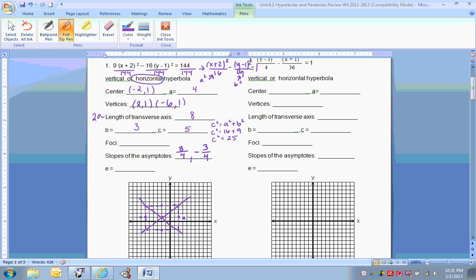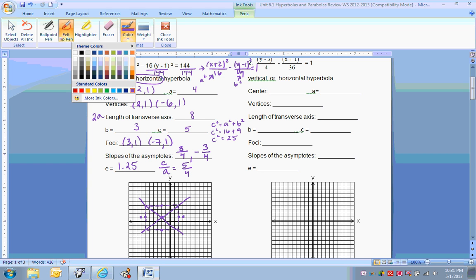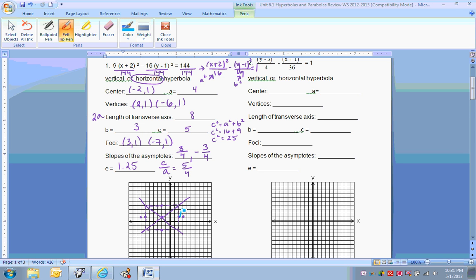And the coordinates of my foci, this is my foci here on the outside, is 3, 1. That's the first focus. And the second focus is at 1, 2, 3, 4, 5, 6, 7, -7, 1. And then my e value is always c over a, so it's 5 over 4, which comes out to be 1.25. Now I'm going to go ahead and draw my hyperbola. I draw it through my vertices approaching the asymptotes. And there's my hyperbola.